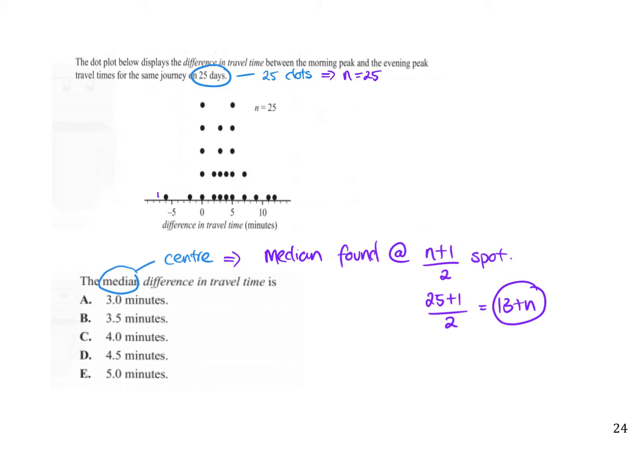So I've got 1, 2, 3, and then I'd go up that: 4, 5, 6, 7, 8, 9, 10, 11, 12, 13. So it's this dot here that is the median value. If I go down there, it's on, what's that, 1, 2, 3? Yeah? So the median is 3 minutes.